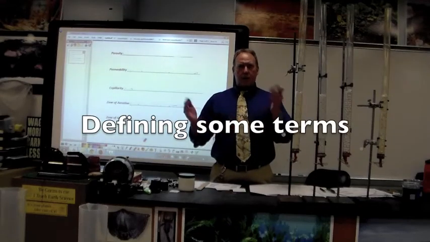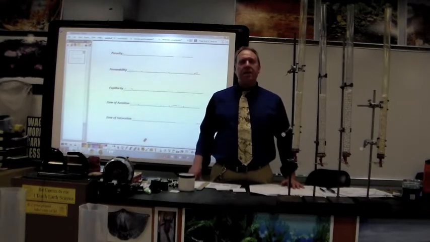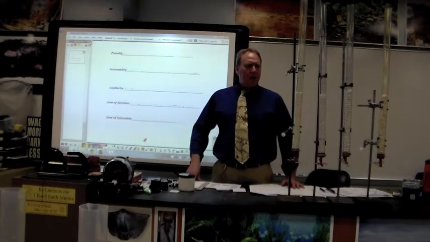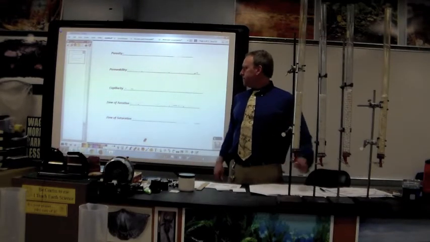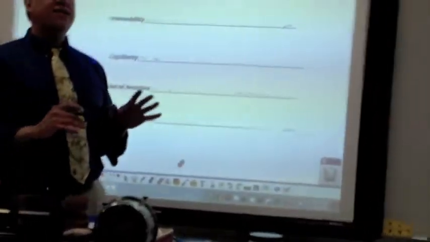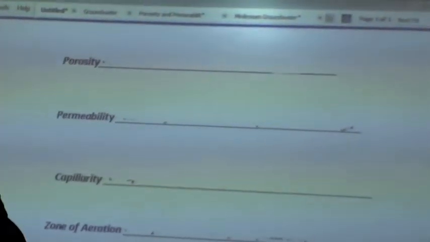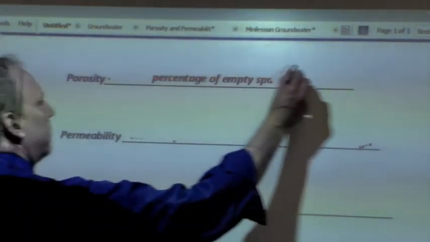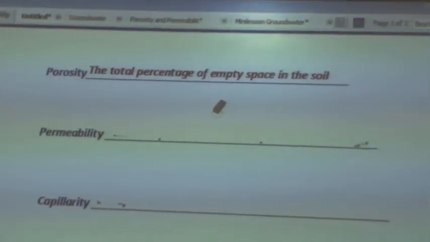Okay, everybody, today we are going to learn about what's going on in the sediment in the soil. Well, first, I want to introduce you to a couple basic terms. The first is porosity. Porosity refers to how much empty space exists in the soil or in the particles of sediment that make up the ground beneath us. How much empty space exists down there. So, I'll make a little note here that porosity is the total percentage of empty space in the soil.